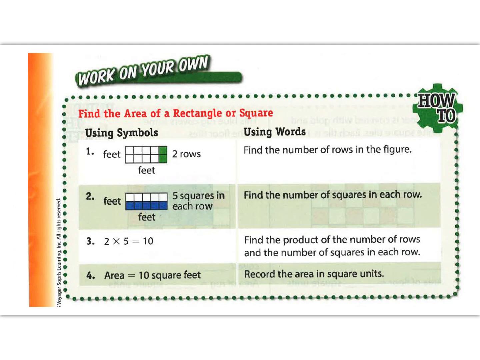All right, so it says, find the area of a rectangle using symbols. Here is feet, so we say find the number of rows, so we count the rows. And then you find the number of squares in each row. So here there are 1, 2, 3, 4, 5 squares in each row. Then you find the product of the number of rows and the number of squares in each row. 2 times 5 equals 10. And then you record the area in square units. Area equals 10 square feet, because we were measuring in feet.